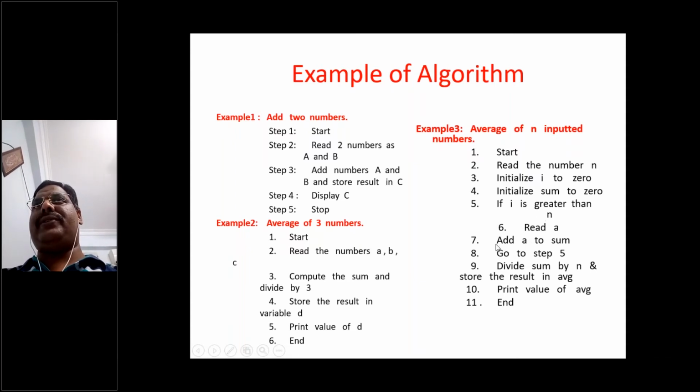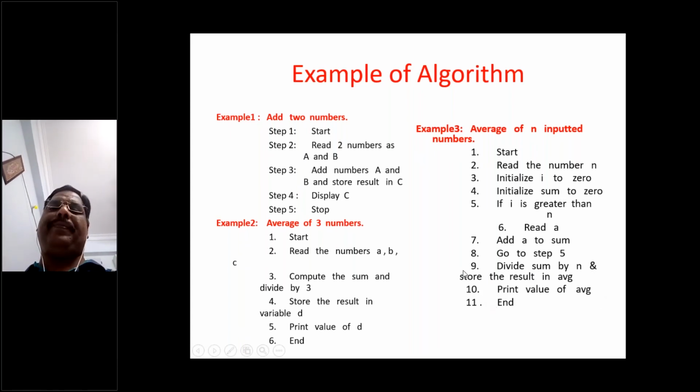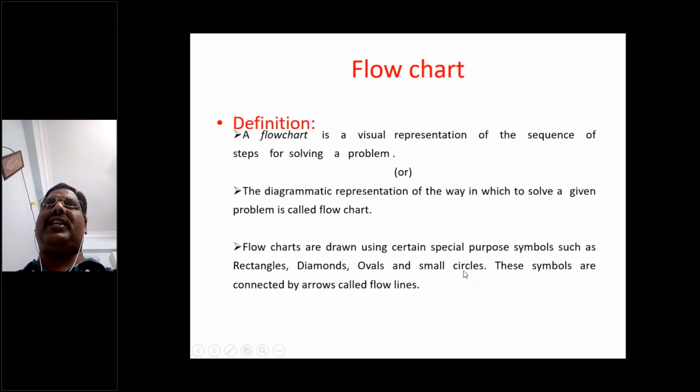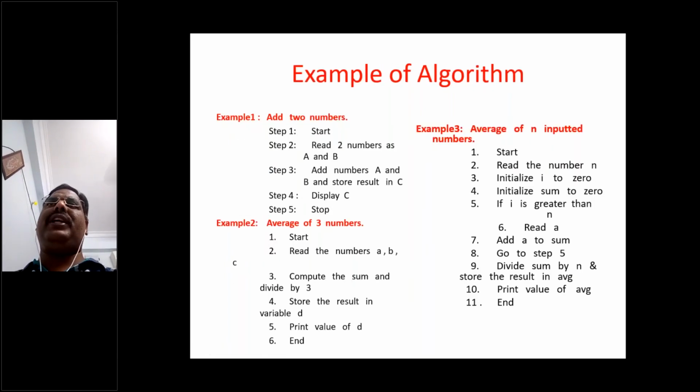The repetitive execution happens until the condition becomes false. When i is greater than n becomes false, then it will divide the sum by n and store the result in average. Then finally print the average, then finally stop. So this is all about this algorithm, man. This is all about the algorithm.